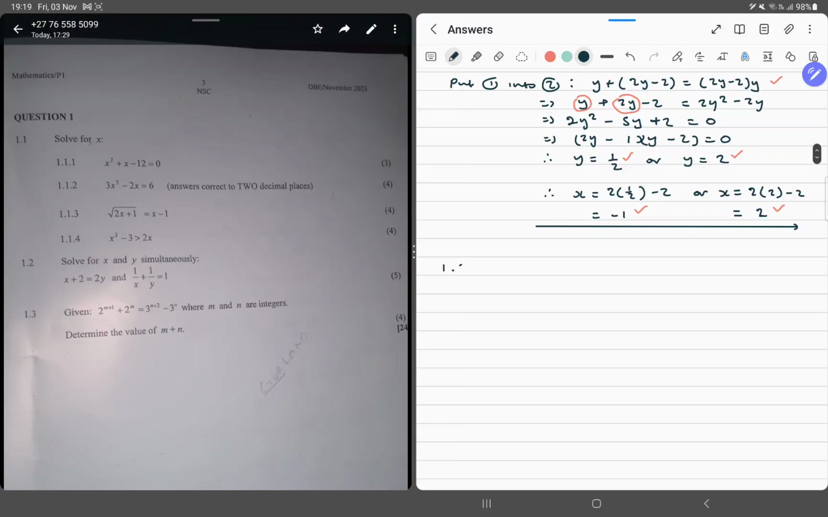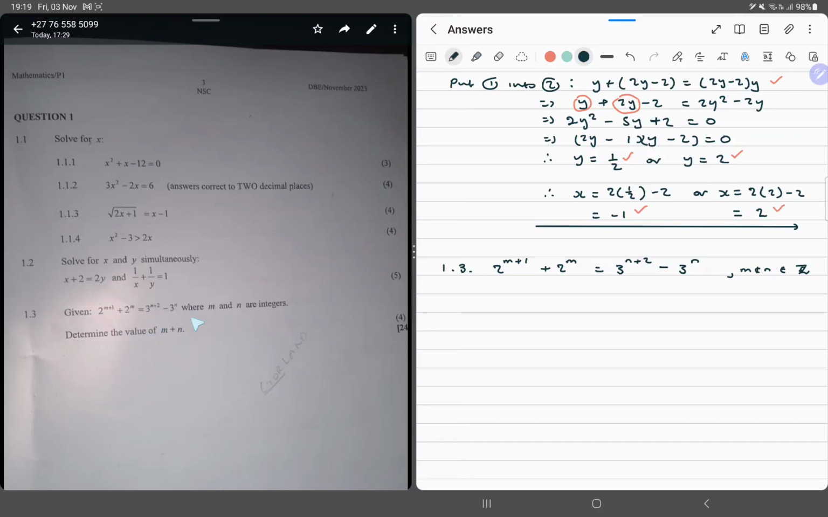Okay, so let's go to 1.3. 1.3 says we're given here 2 to the exponent m plus 1 plus 2 to the exponent m, is equal to 3 to the exponent n plus 2 minus 3 to the exponent n. And we are told that m and n are integers. So where m and n are elements of integers. Okay, great. Now we are told here determine m plus n.